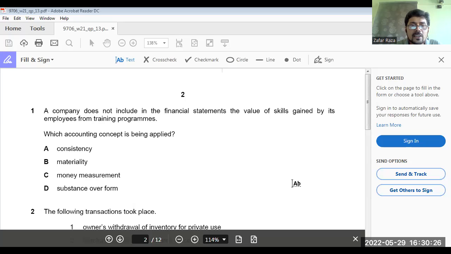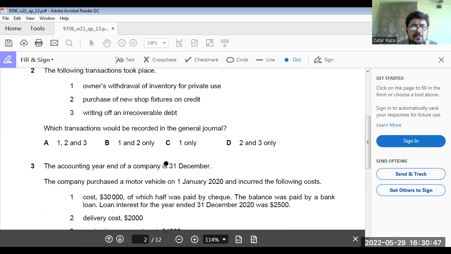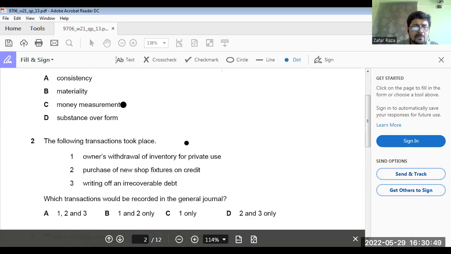A company does not include in the financial statements the value of skills gained by its employees from training programs. This is the money measurement concept. It is because we cannot measure the skills of employees in terms of money. So the answer to question number 1 is C.